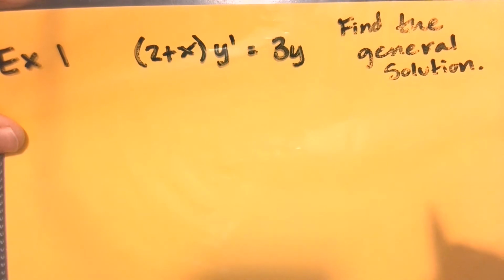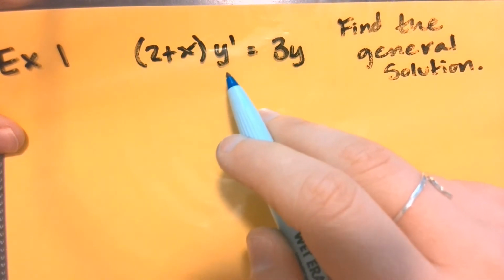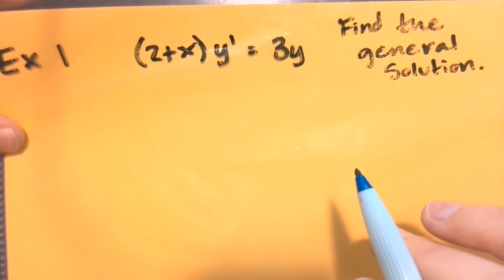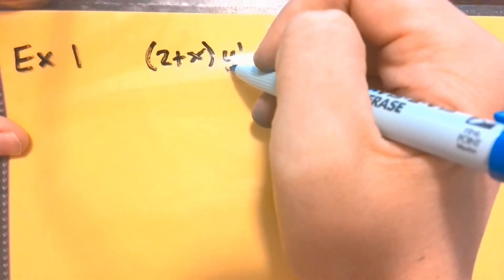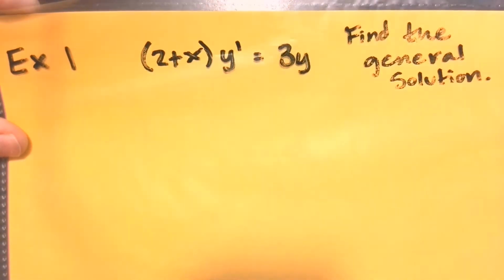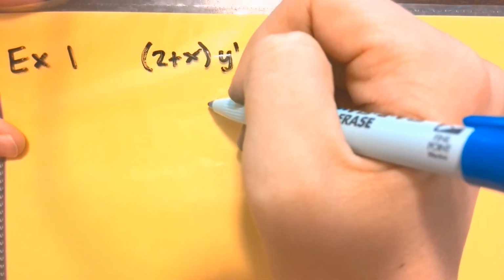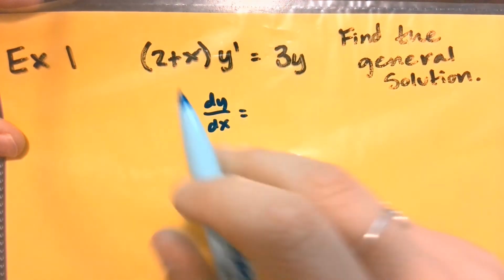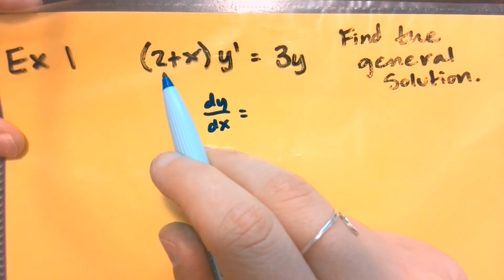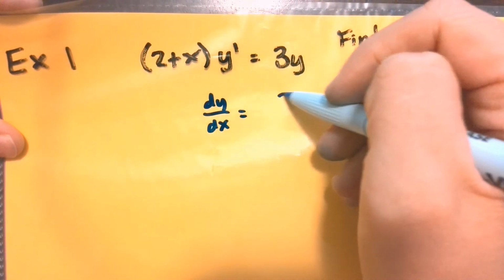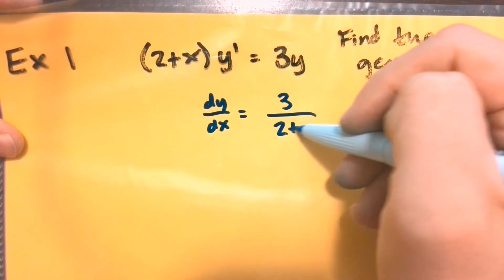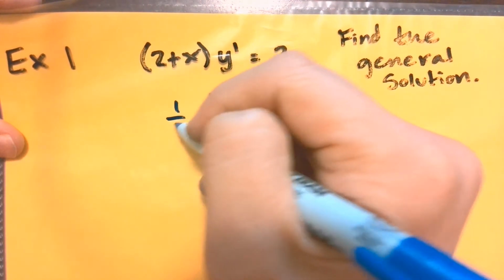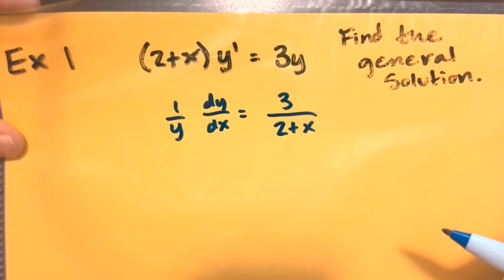Remember from 6.2 that before I integrate, I want to rearrange variables so that I have all of my y's on one side, all of my x's on the other. I want to go ahead and rewrite this y prime as dy/dx so that I can move those variables as well. So for this one, I'm going to divide both sides by 2 plus x, so it will be on the other side. I'll divide both sides by y so that I have a 1 over y on the left side.